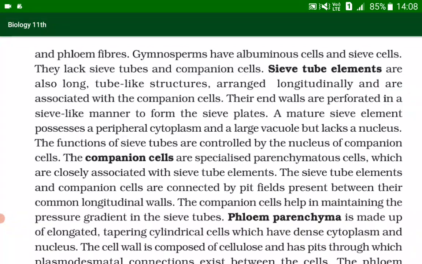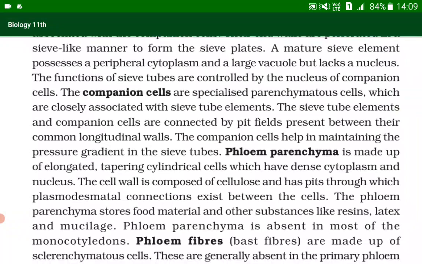A mature sieve element possesses a peripheral cytoplasm and a large vacuole but lacks a nucleus. The functions of sieve tubes are controlled by the nucleus of the companion cells. The companion cells are specialized parenchymatous cells which are closely associated with the sieve tube elements. The sieve tube elements and companion cells are connected by the pit fields present between their common longitudinal walls. The companion cells help in maintaining the pressure gradient in the sieve tubes.